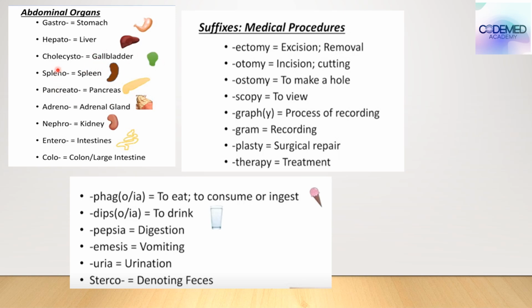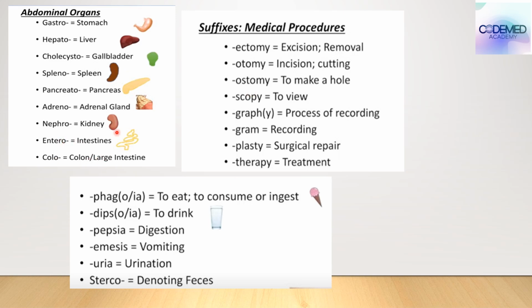So cholecystectomy is the removal of the gallbladder, and cholecystoscopy is nothing but a viewing of the gallbladder. Spleno is the spleen, so we sometimes use the word hepatosplenomegaly, an enlargement in the size of the liver as well as the spleen. Then pancreato is the pancreas, so we can make the term pancreatectomy, that is removal of the pancreas. Adreno is the adrenal gland, and then nephro is the kidney. So I can make the terminology nephrolith, that is stone formation in the kidney.